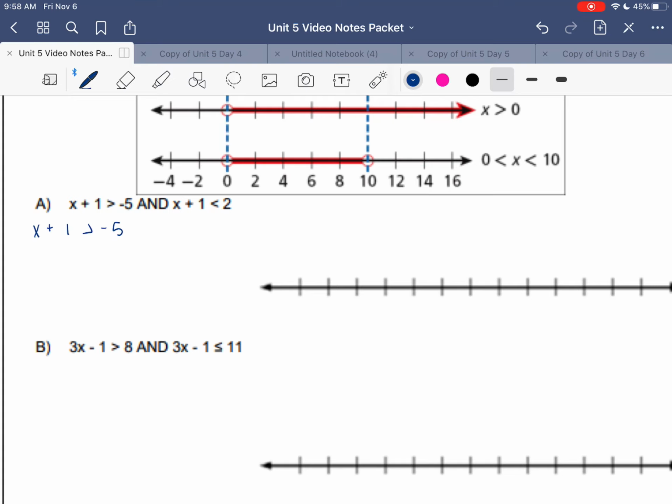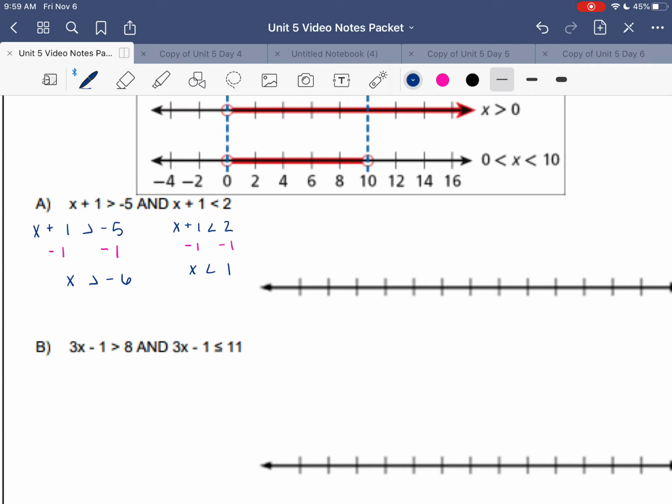To get x by itself, we would need to subtract 1 on both sides, which gives us x is greater than negative 6. So there's part of my inequality. I need to deal with the other one as well. That one said x plus 1 is less than 2. To get that x by itself, I would need to subtract 1 on both sides, and we get x is less than 1.